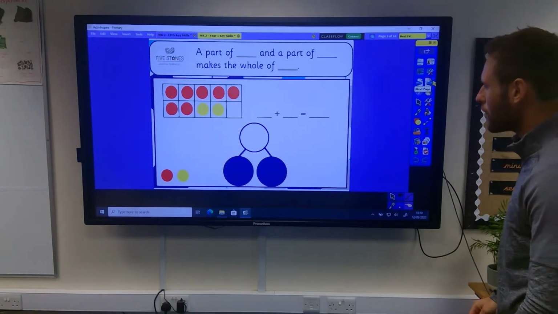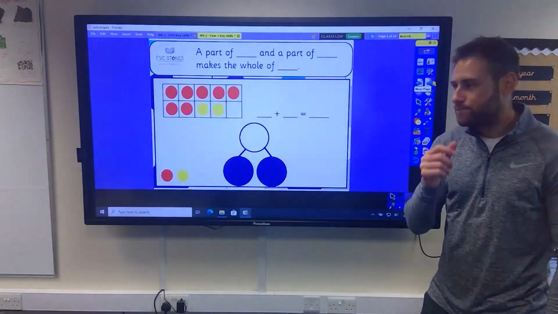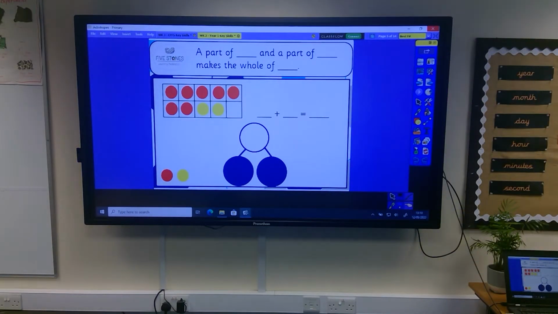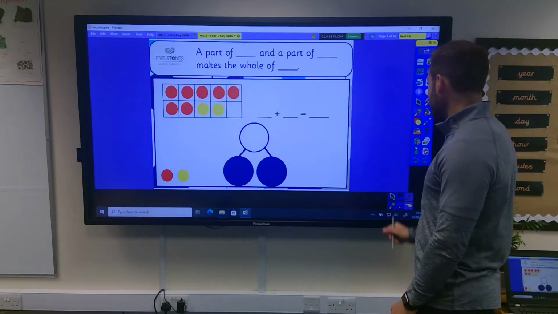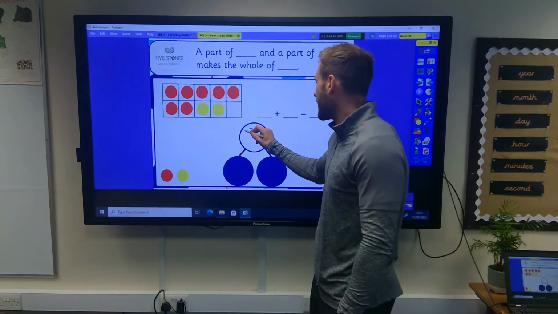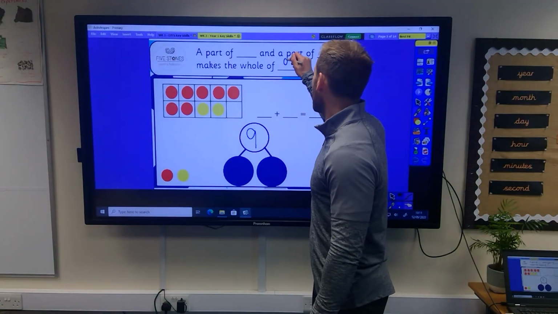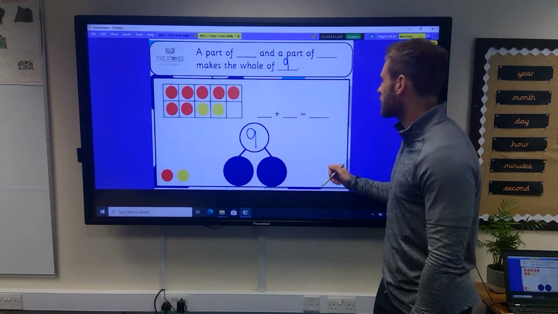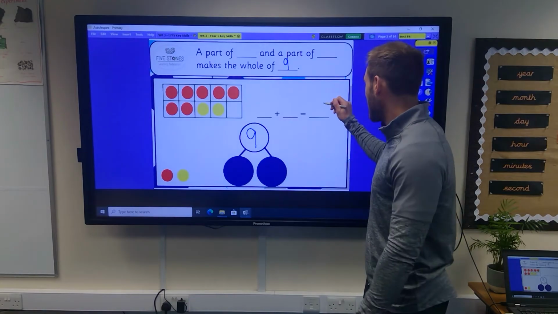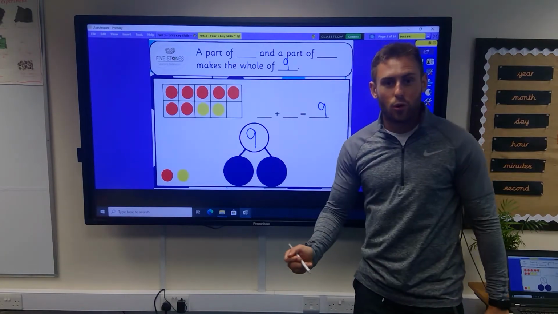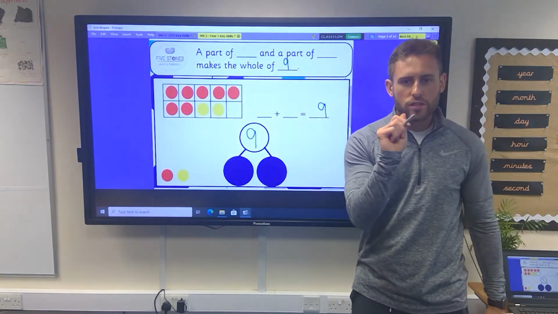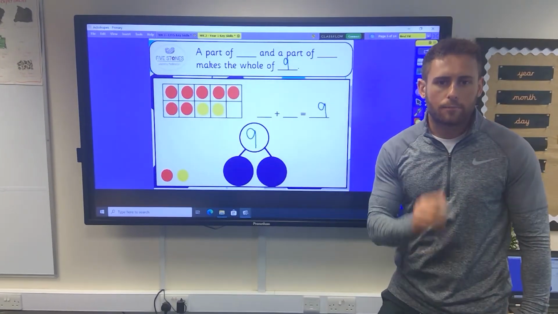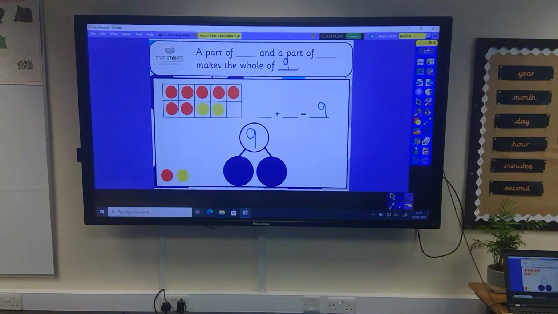What do we notice about the whole this time? We know that this is a whole of 9. So what's this whole? This whole is still a whole of 9. We haven't changed that whole. So we know that these 2 parts are going to add up to equal 9. But I wonder what those parts might be. That's your turn. Off you go.